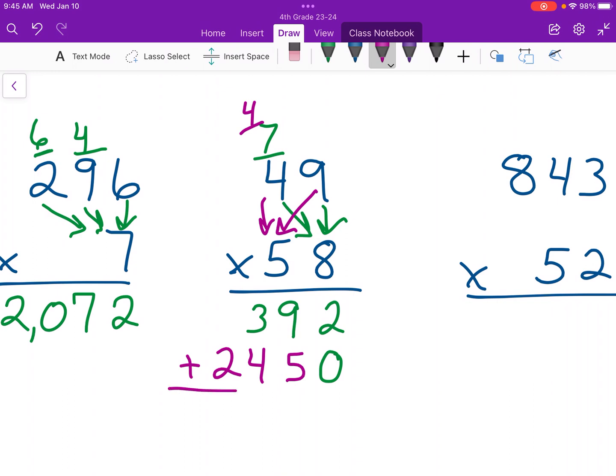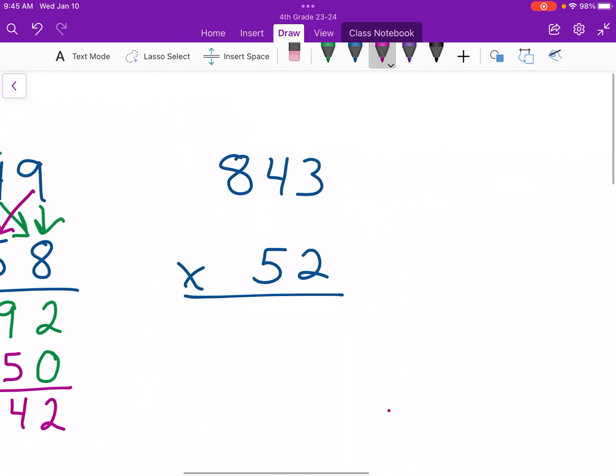We'll add those two numbers together. 2 plus 0 is 2. 9 plus 5 is 14. Carry the 1. 3 plus 4 is 7. Plus 1 more is 8. And then bring your 2 down to make it 2,842.